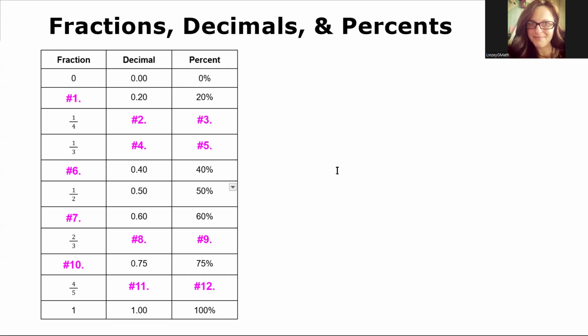We're going to fill in this table with the most common ones. Starting with number 1, the fraction of the decimal 0.20 or the percent 20%.